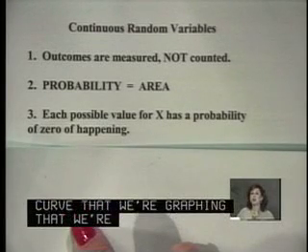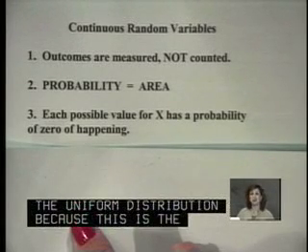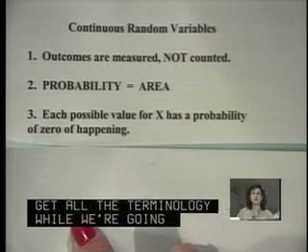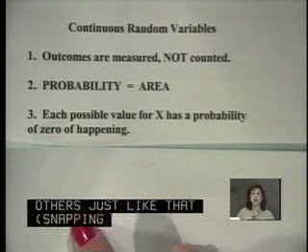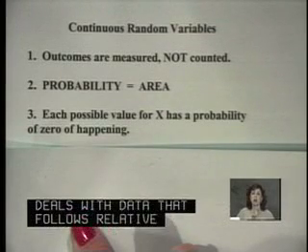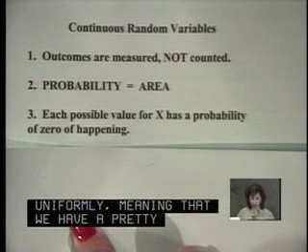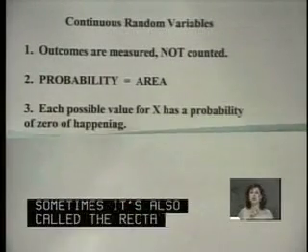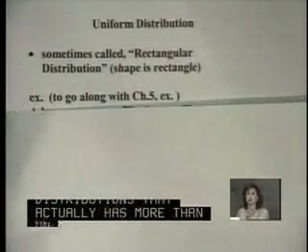I'm going to start with the uniform distribution because this is the easiest one to do, and hopefully you'll get all the terminology while we're going through this one, and then you'll be able to learn the others just like that. The uniform distribution deals with data that follows relatively uniformly, meaning that we have a pretty constant rate throughout the interval. Sometimes it's also called the rectangular distribution, and this is one of the few distributions that actually has more than one name, the uniform or the rectangular.